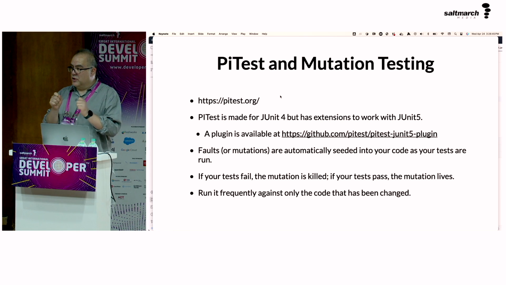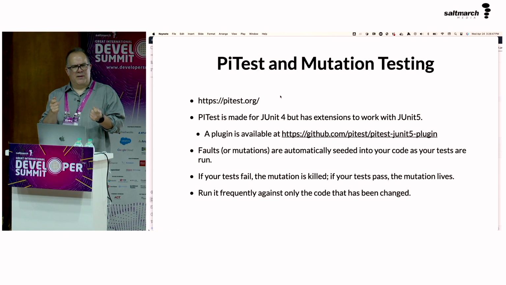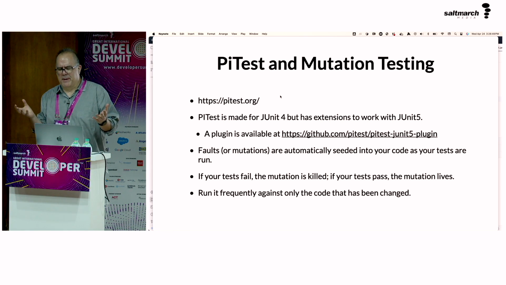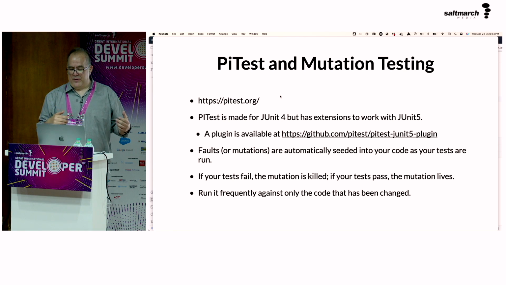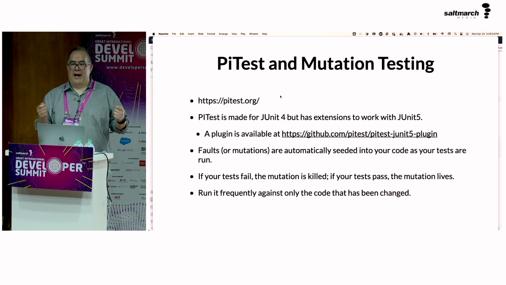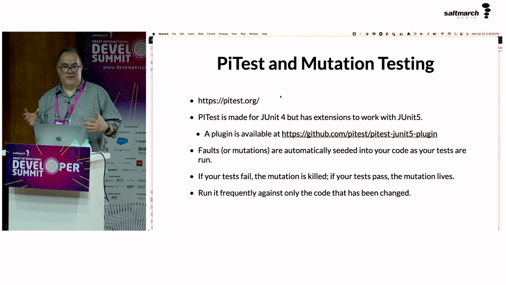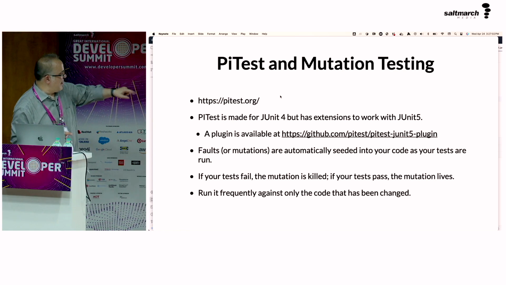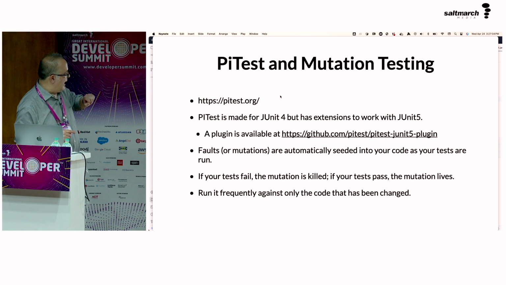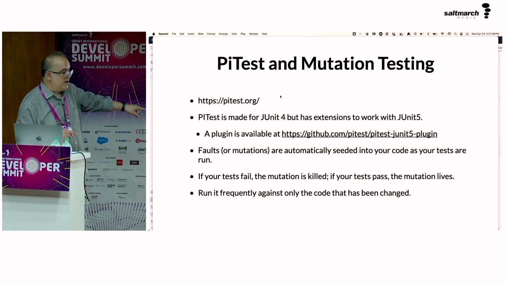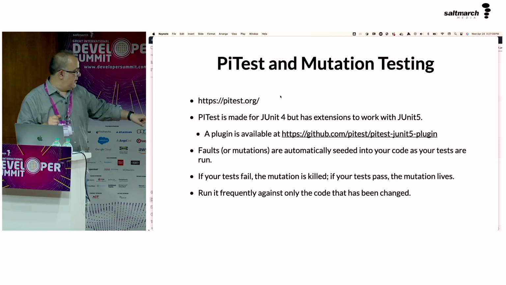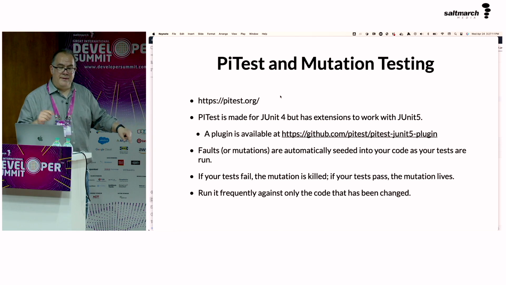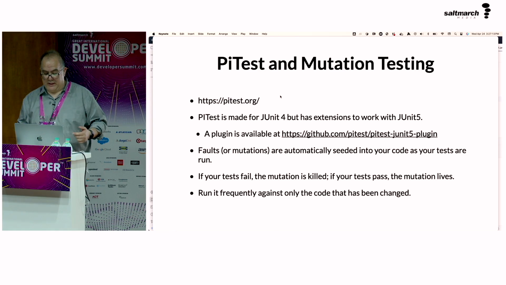In this case, your test should fail, right? That stands to reason. If someone goes into your code and makes a change in it and it's still green, something went wrong, right? It should not succeed. Faults or mutations are automatically seeded into your code as your tests are run. If your tests fail, you did a good job, right? But if it goes green, you missed a test somewhere, okay?